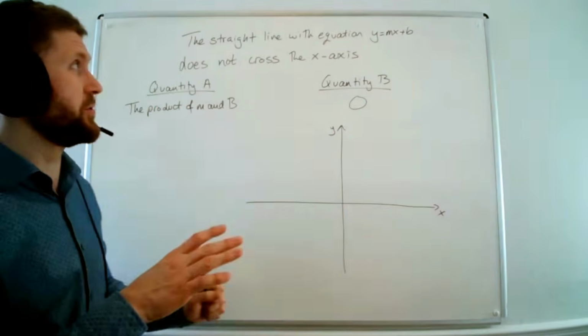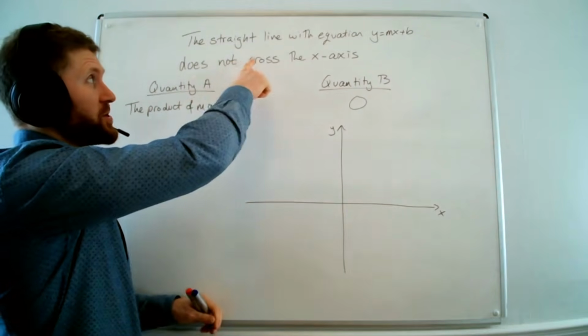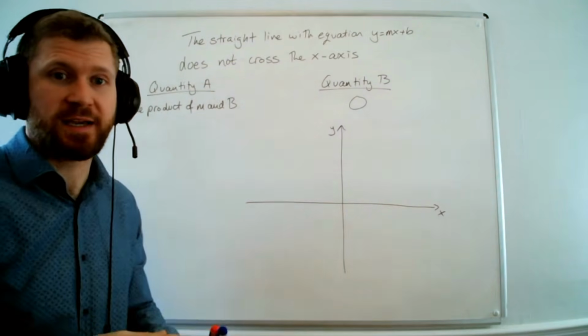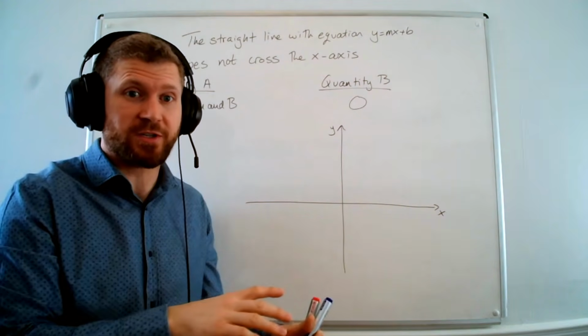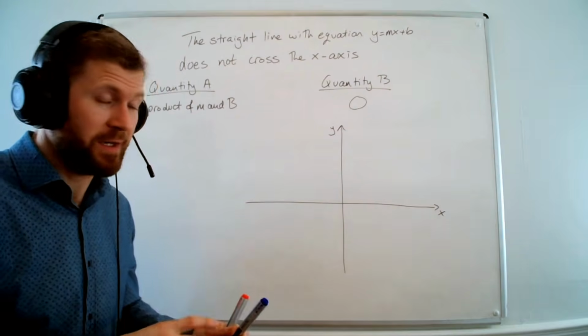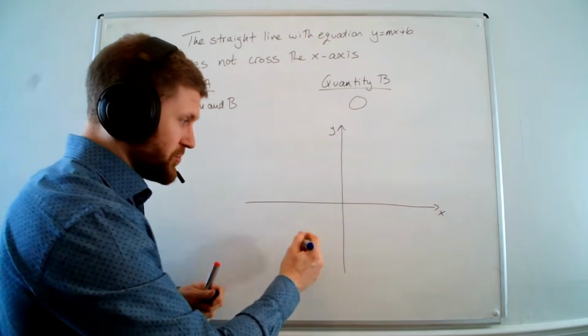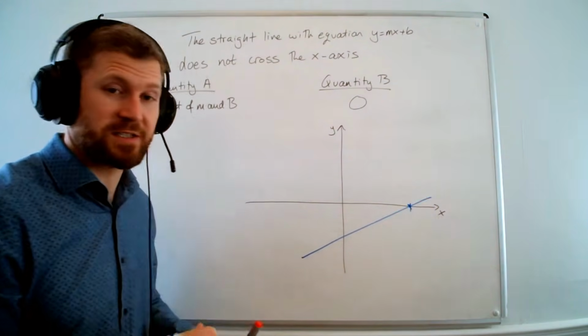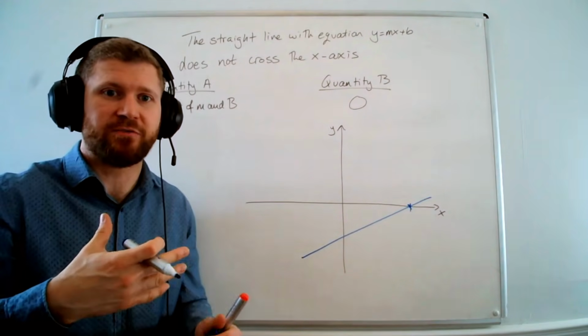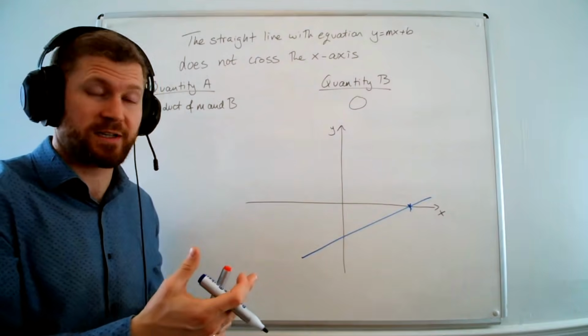But the bit that I want to focus on to begin with is that we've got a straight line, and this line does not cross the x-axis. And so I want to think about conceptually, what does that mean before I try and layer the algebra on top of it. So to begin with, let's just draw a line on here. Now this line clearly crosses the x-axis there. So I want to think about what does it mean for this line not to cross the x-axis.